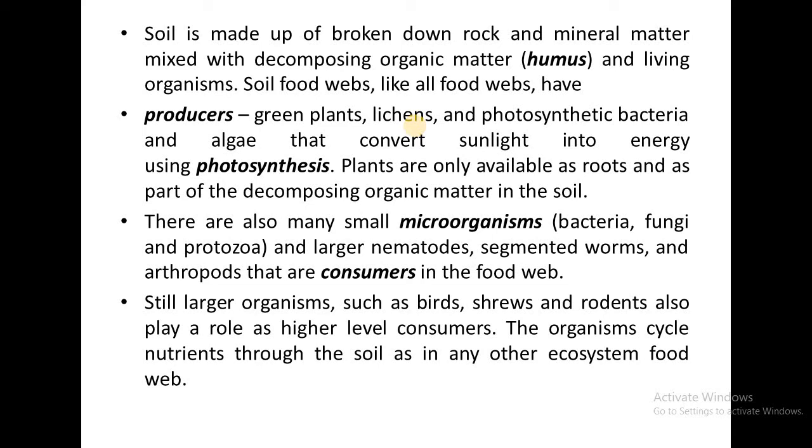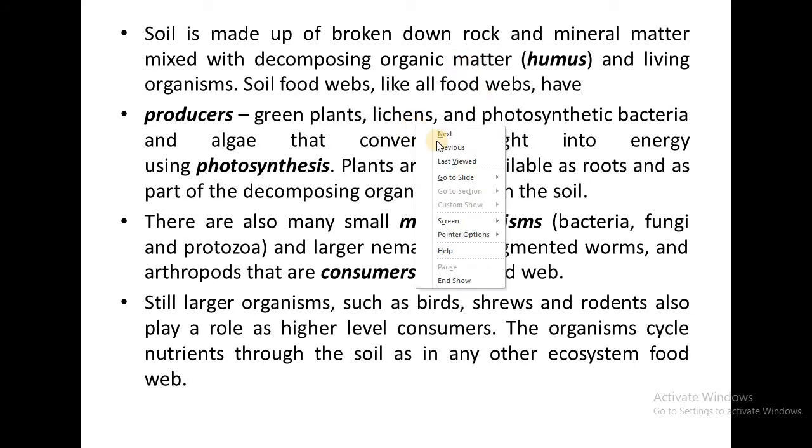This soil food web, like all food webs, has producers. These are the green plants, the lichens, the photosynthetic bacteria and the algae that convert sunlight into energy using photosynthesis. And these plants are available only as roots and as part of decomposing organic matter in the soil. There are also some microorganisms, such as bacteria, fungi and protozoans, and largely nematodes, segmented worms and arthropods that are consumers in the food web. Still larger organisms such as birds, shrews and rodents also play a role as higher level consumers, and the organisms cycle nutrients through the soil as in any other ecosystem, which forms the food web in the soil ecosystem.